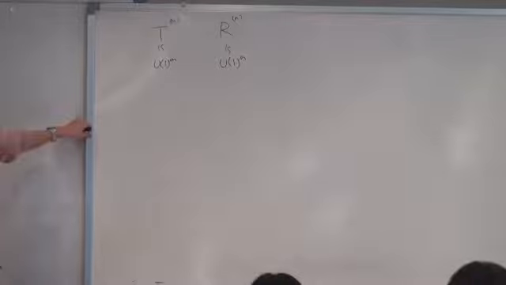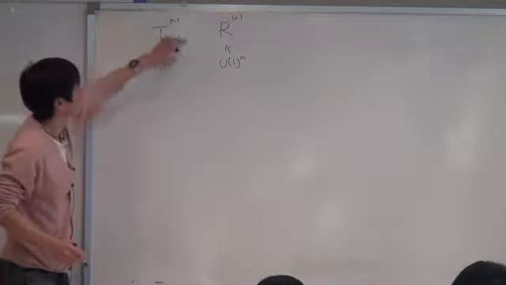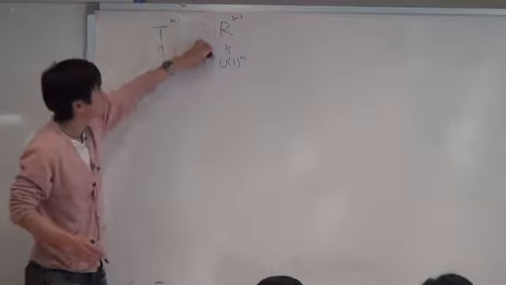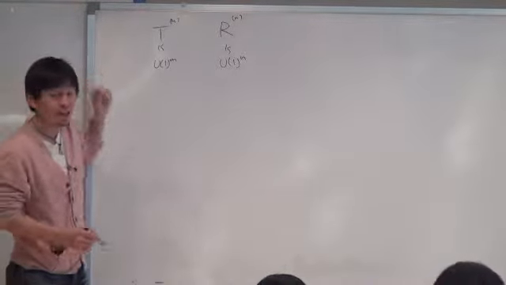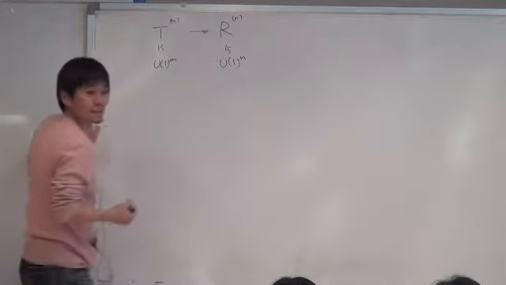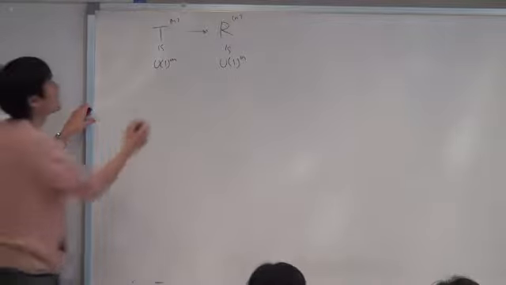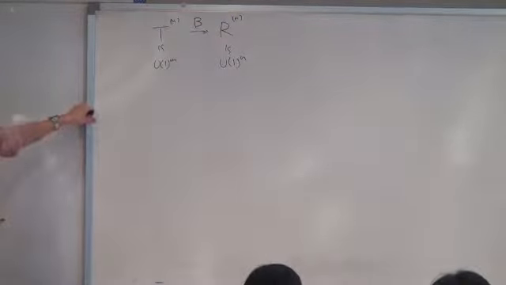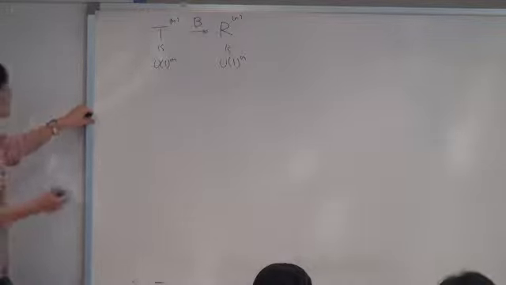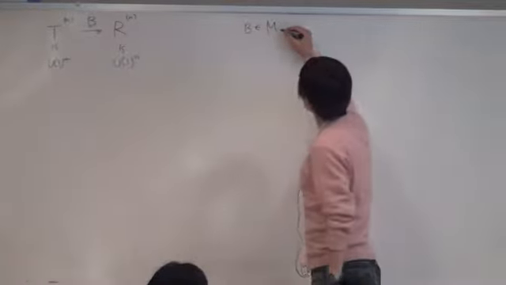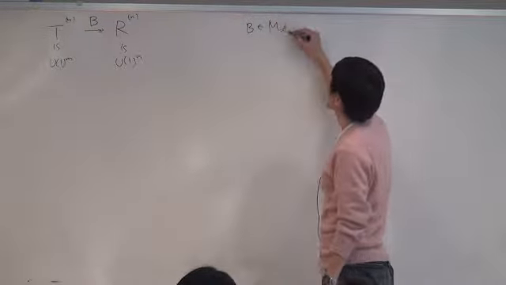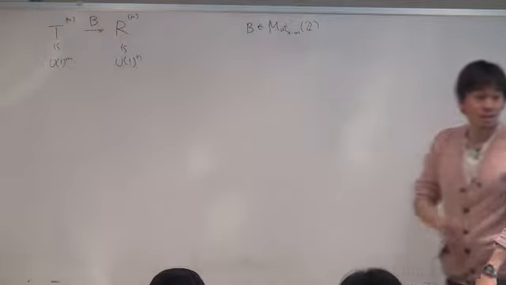In the beginning I'm just going to fix isomorphisms of T with U1 to the m and R with U1 to the n, so I identify R and T as standard tori. Suppose you have a surjective map from T to R. This surjection I always denote by B. When you have a map from torus to torus, that gives you an integral matrix. B is a matrix of size n by m with integral values.